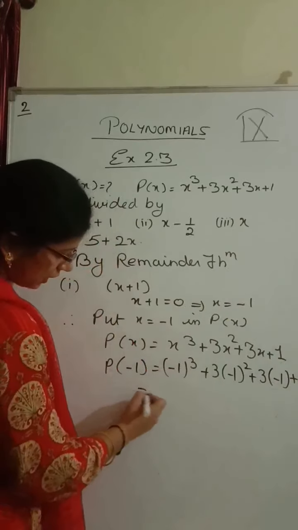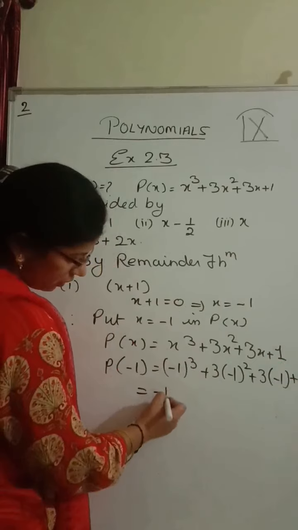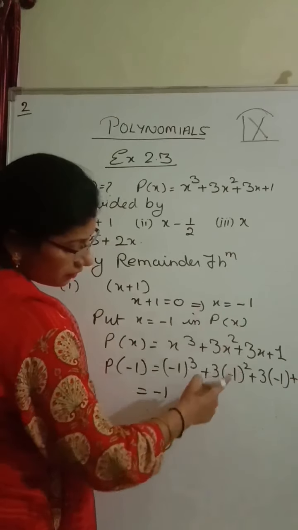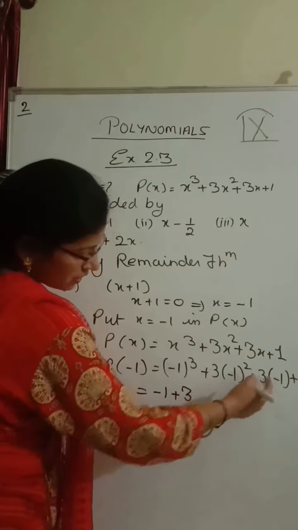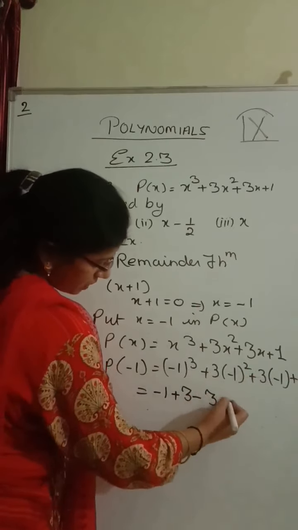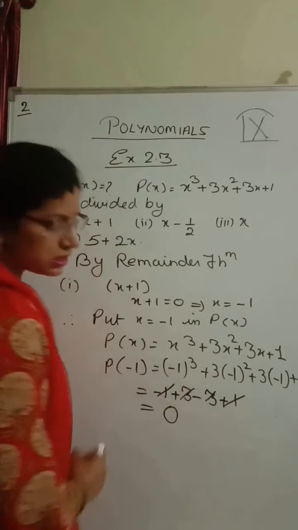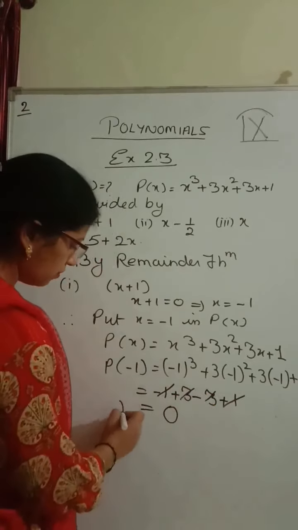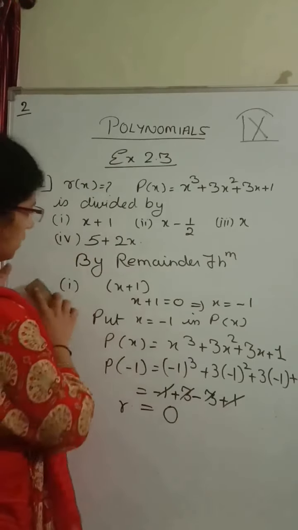So what will you get? Minus 1 cube, it is an odd power, so the minus sign will remain, minus 1. This is an even power, so this will become plus. So 3 ones are 3, plus minus 3, plus 1. So in this case our remainder is 0. So therefore the remainder is 0. That is the first part.